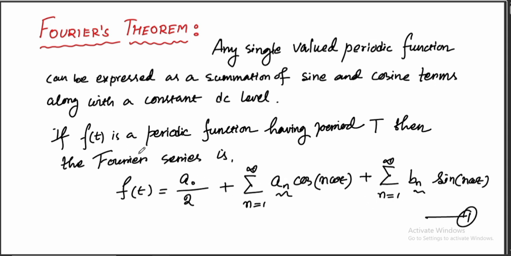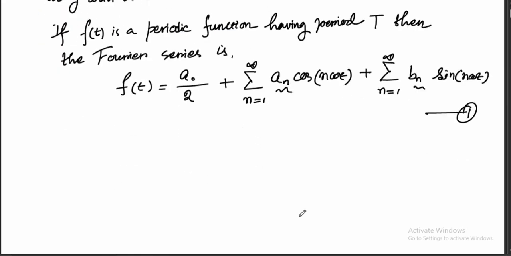If f(t) is a periodic function having period capital T, then the Fourier series is f(t) equals a0 by 2 plus summation n equals 1 to infinity an cos n omega t plus summation n equals 1 to infinity bn sin n omega t. This is the periodic function and it can be expressed like this. Now let's evaluate the coefficients a0, an and bn.